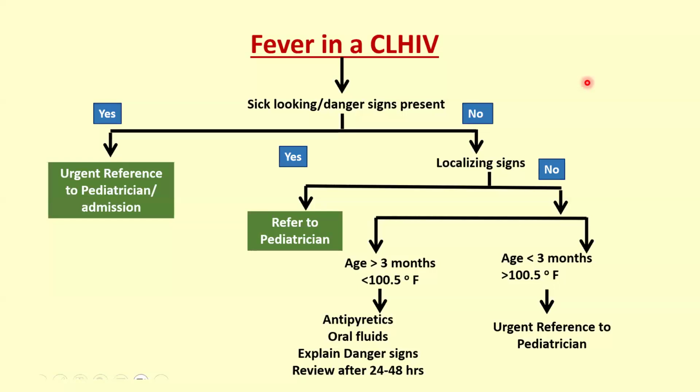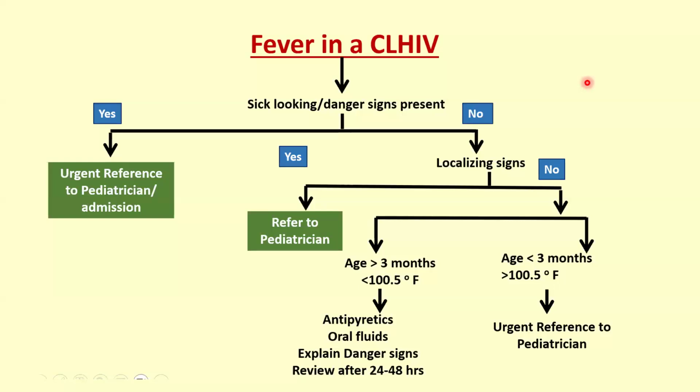The child is having pneumonia, meningitis, ear discharge: please refer. No localizing sign. If the age of the child is more than 3 months and has a very mild fever, 100.5, then you can still try oral antipyretics, oral fluids. The child is otherwise doing fine, no danger signs. You can explain the danger signs and ask them to come back after 24 to 48 hours for a relook.